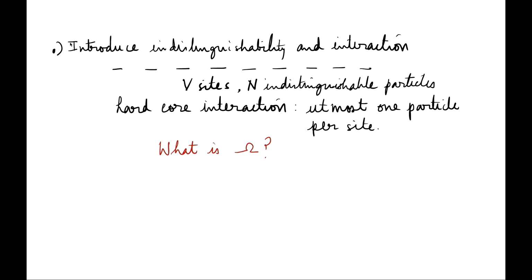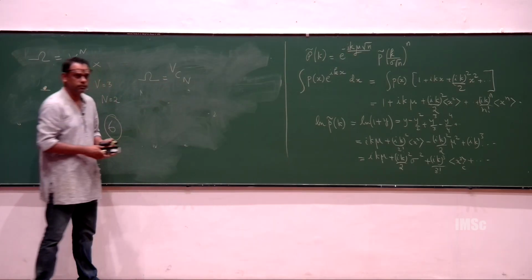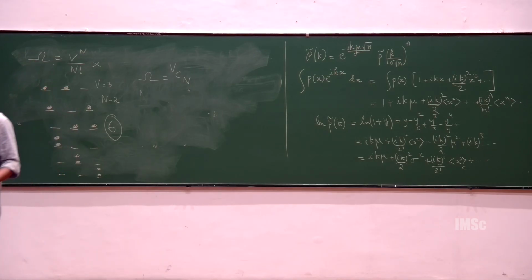What is omega now? VCN. Yeah, so he has given the answer as VCN. Does everyone agree with that? It just says choose n sites from the V. Then there is only one way of putting them. The particles are not distinguishable from each other. They will not overlap, and that's the answer.